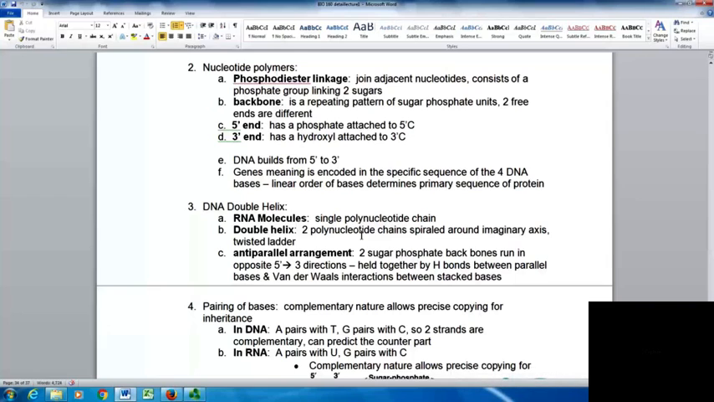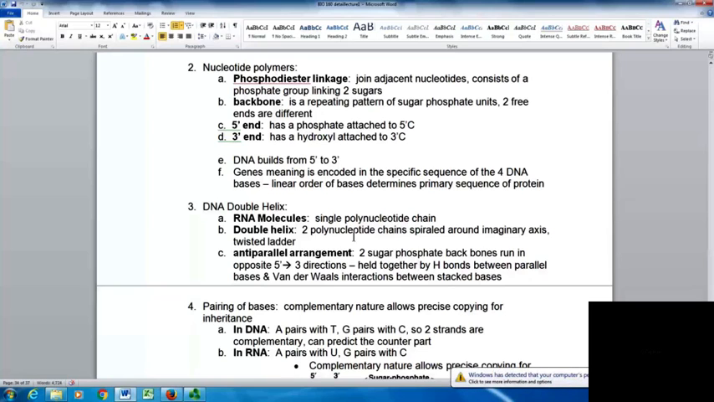When we look at this, we know that DNA has a specific direction, so it also builds in a specific direction. It builds from 5' to 3'. That 5' to 3' is something you're going to want to remember, and you're going to see it again in the future. The genetic information is encoded in specific sequences of the DNA, looked at as a combination of those 4 DNA bases. The linear order of those bases will determine the primary sequence of a protein.